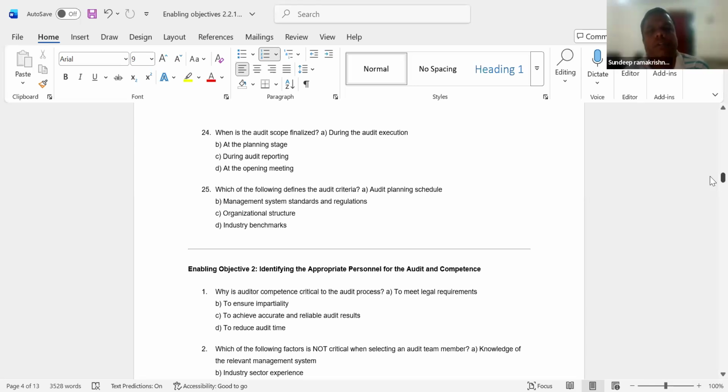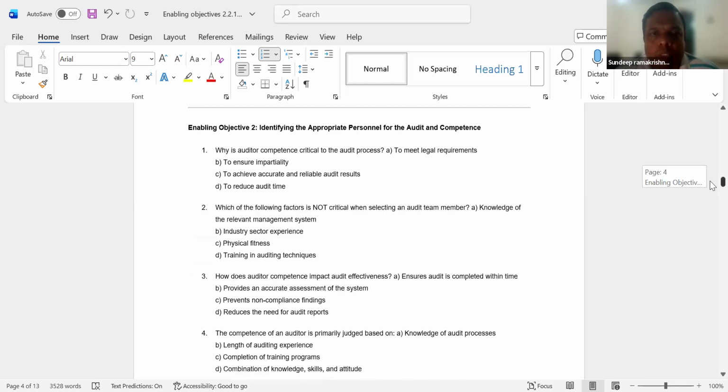Right. Which of the following defines the audit criteria? B, sir, management system standards and regulations. Correct. Yes, sir, B.